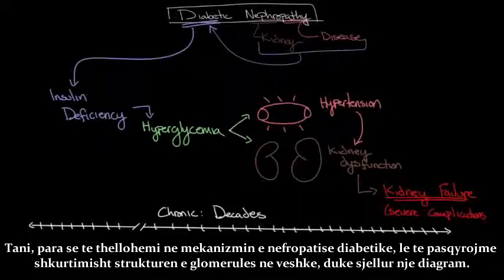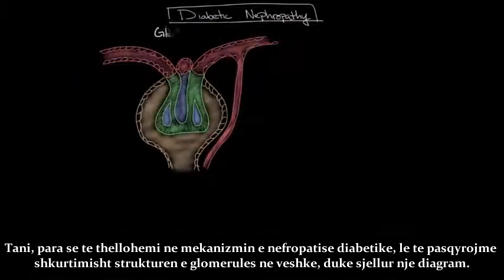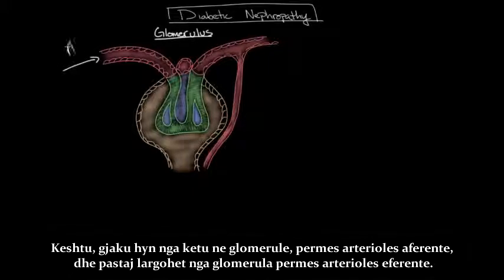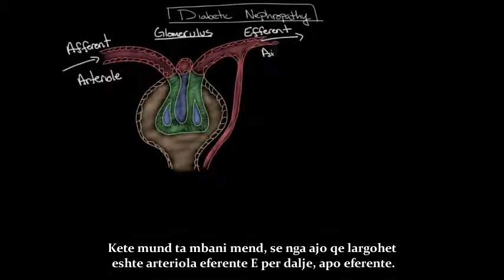Now, before we dive into the mechanism of diabetic nephropathy, let's briefly review the structure of the glomerulus in the kidney by bringing in a diagram here. So the glomerulus is the portion of the kidney where blood is initially filtered. So blood enters the glomerulus over here through this afferent arteriole and then leaves the glomerulus through the efferent arteriole. And you can remember this, that it leaves through the efferent arteriole for E for exit or efferent.